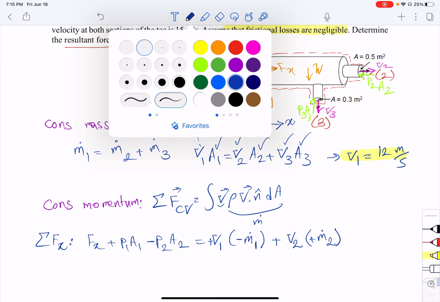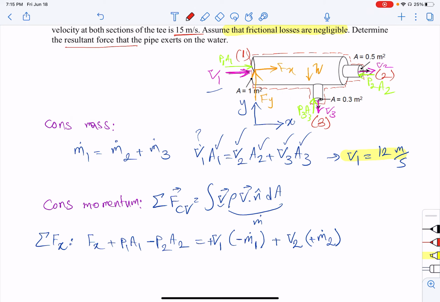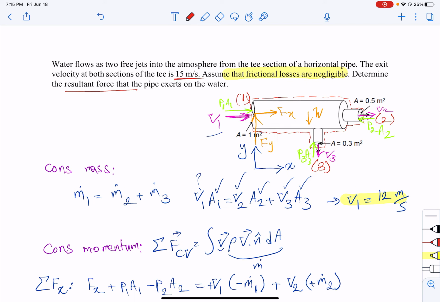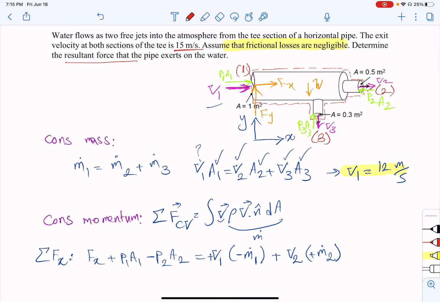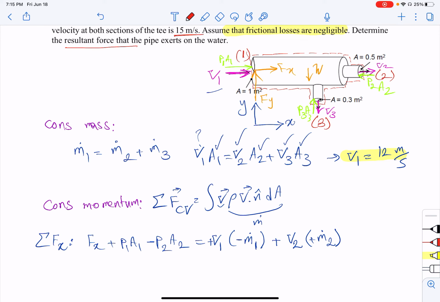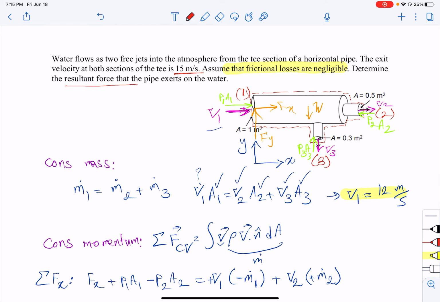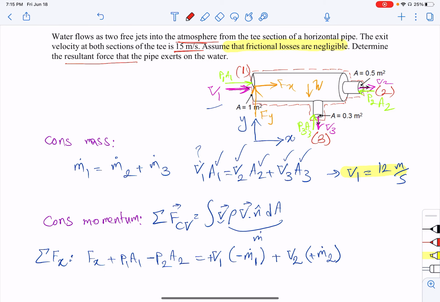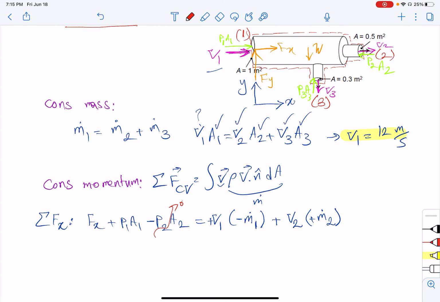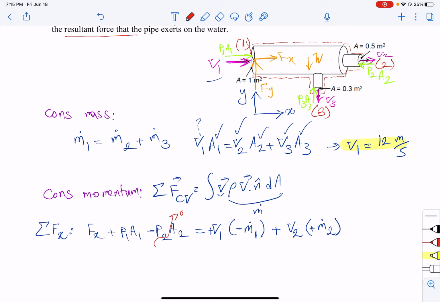Let's see what I have and what I don't. P1 A1, I don't have it, right? And then P2 A2, it said that it's related to the atmosphere right here. So this is going to be P of atmosphere, and because of the P gauge, it's 0. So what else do I have? I have V1. Then it means that I know m dot 1 because I know the area. I have V2 and I have m dot 2, right?